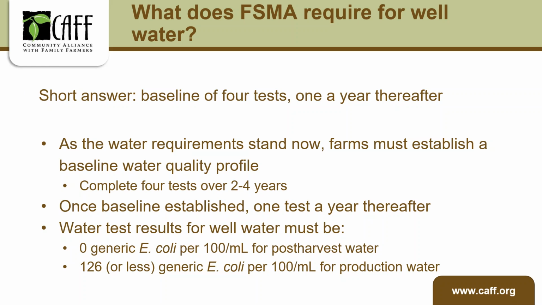And the water test results for the well water must have 0 generic E. coli per 100 milliliters if you're using that well water for post-harvest water, and it has to have 126 or less generic E. coli if you're using that well water for production water like irrigation and whatnot. But it's likely that a well is going to have 0 generic E. coli. And if it doesn't, frankly, you want to be concerned about that well having been contaminated by something.